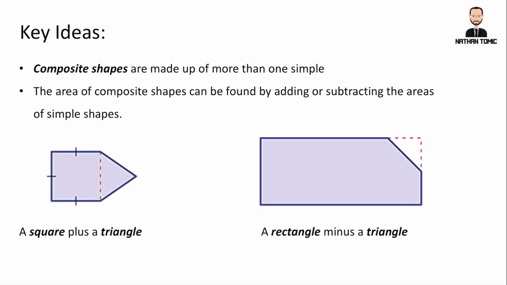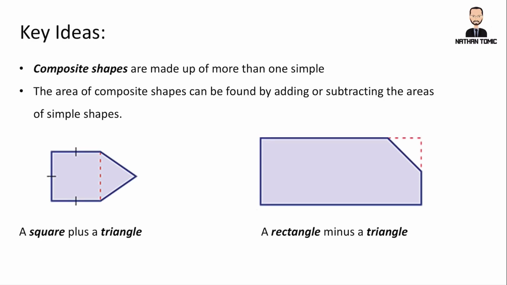The key ideas: composite shapes are those that are made up of more than one simple shape. The area of a composite shape can be found by either adding or subtracting the areas of the simple shapes. So for example, in this first one here, we have a square plus a triangle, and we can see the separation of the two by the red dotted line. And we would find the area of that one by finding the area of the square shape and then of the triangle and adding them together. So that would be an additive process.